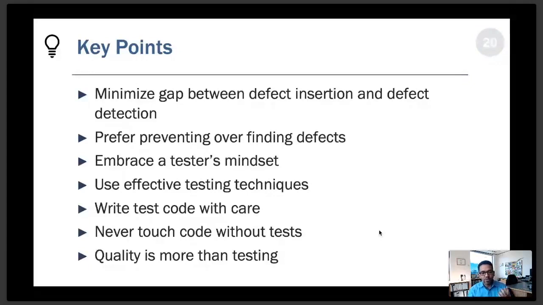Finally, make sure you never touch code that has no tests. In other words, if you need to deal with legacy code that has no tests, before you touch any code in there, make sure you write automated tests. Make sure you measure coverage to see that the area you're going to be touching is actually covered by those tests. And then you can go ahead and implement your changes.